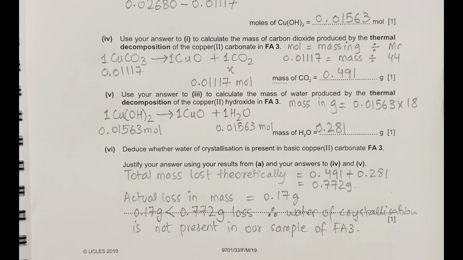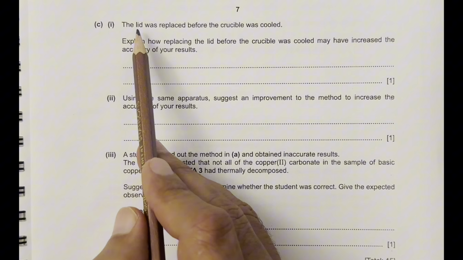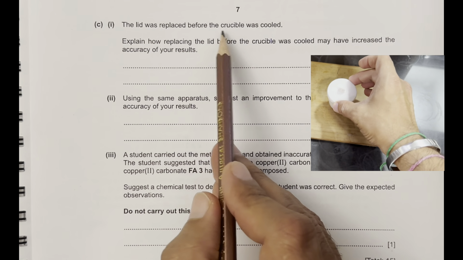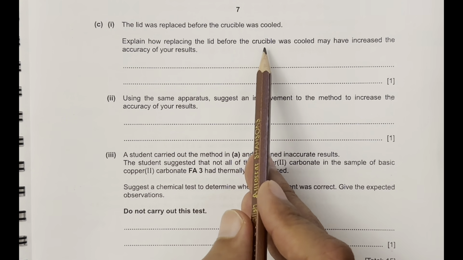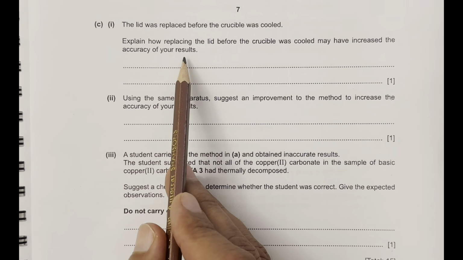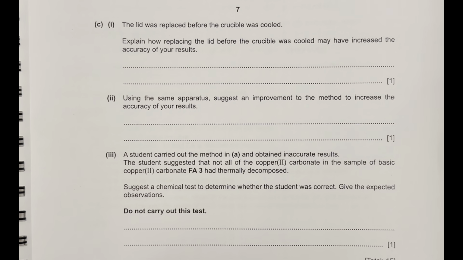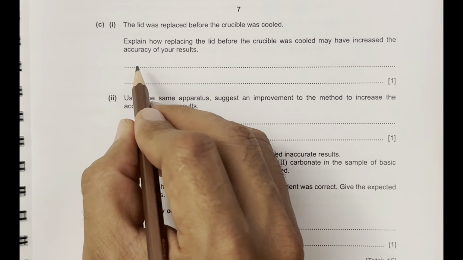Now let's move on to the next part, which says C1. The lid was replaced before the crucible was cooled. Explain how replacing the lid before the crucible was cooled may have increased the accuracy of your results. So if we replace the lid, what happens is the cooling crystals will not absorb moisture or water vapors from the atmosphere. That is why our accuracy in measuring the mass after heating will increase.